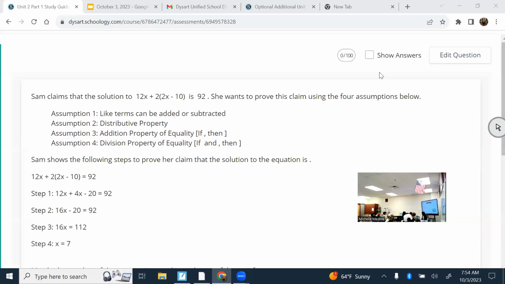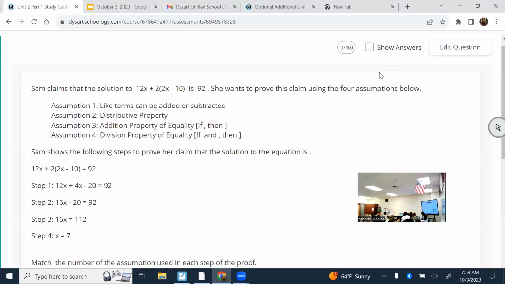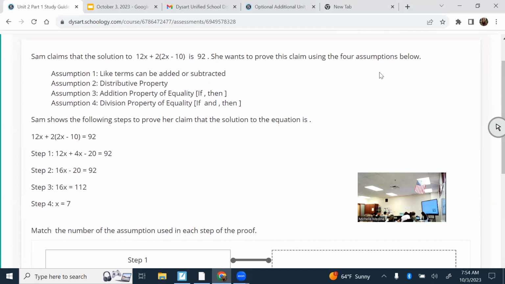So here's number 4 from the puzzle piece practice test. Sam claims the solution to this is 92. She wants to prove this claim using the 4 assumptions below. So like terms can be added or subtracted, distributive property, addition property of equality, division property of equality.